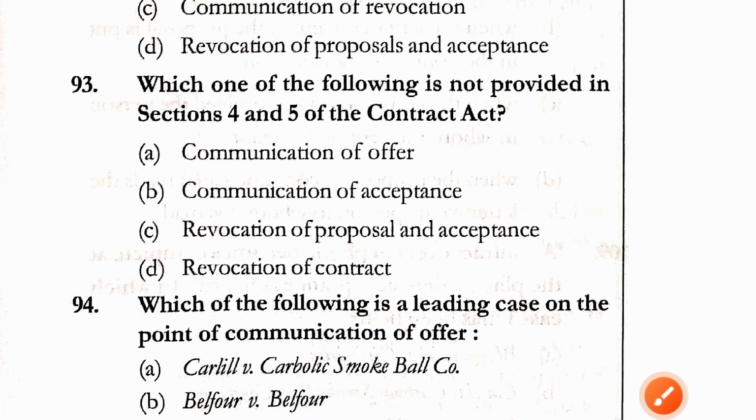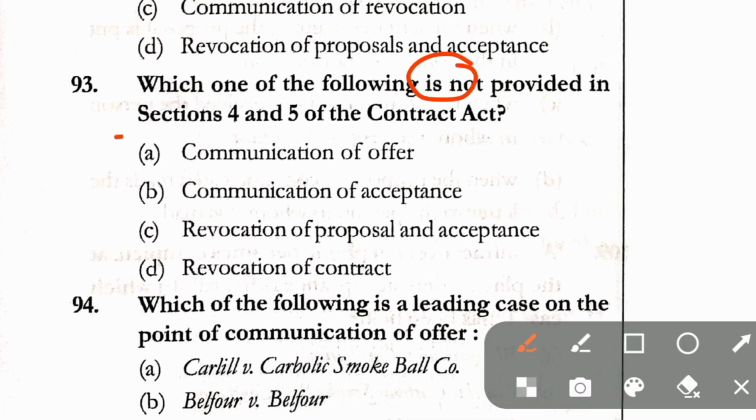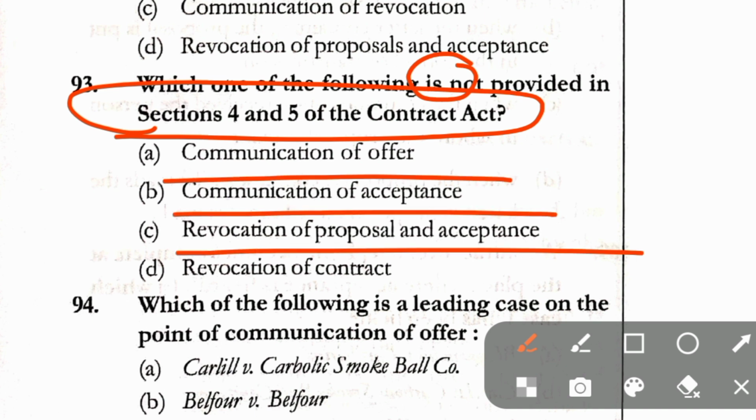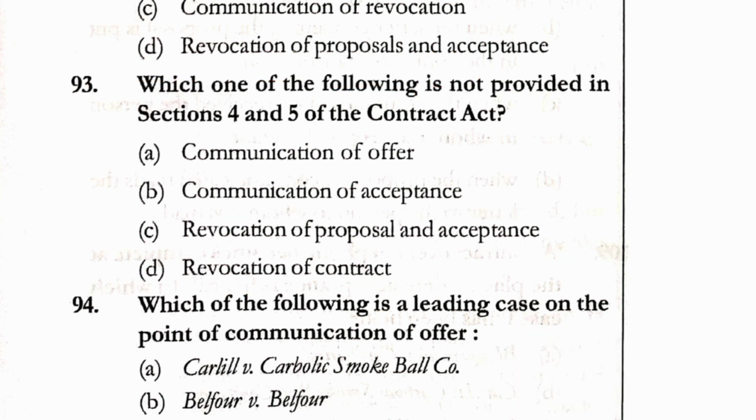Question number 93. Which one of the following is not provided in sections 4 and 5 of the Contract Act? Option A, communication of offer; communication of acceptance; revocation of proposal and acceptance; and D, revocation of contract. Here in question number 93, the correct answer is option D. Revocation of contract is not provided in sections 4 and 5 of the Contract Act.